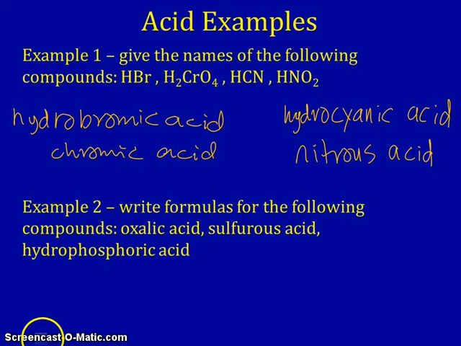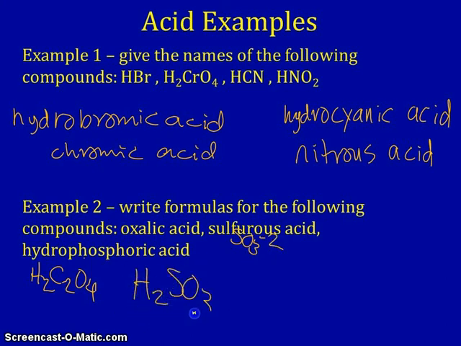If we want to translate the other way quickly, we have oxalic acid. Acid tells me there are H's. Oxalate is C2O4 2-, so that means I need 2 hydrogens to go with it. Sulfurous is coming from sulfite, which is SO3 2-. I just need to complete that with hydrogens, H2SO3. And then hydrophosphoric, hydro-ic tells me it's binary, so this is P. P is 3-, so I need 3 hydrogens with it. And that, in a nutshell, is simple chemical nomenclature.